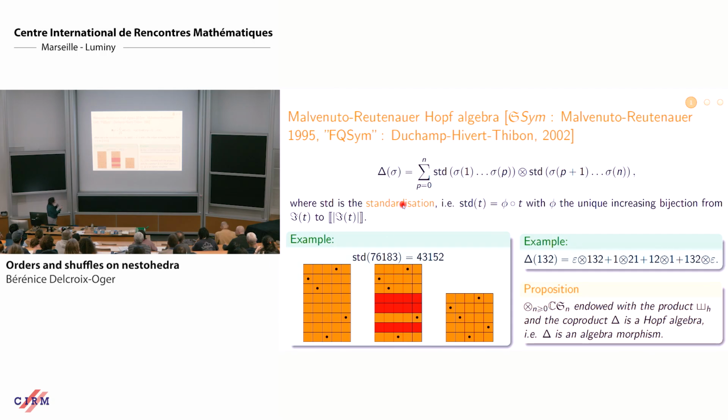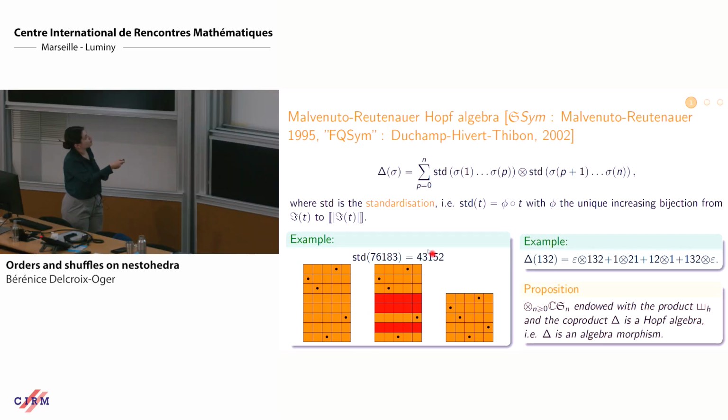So how do we define this coproduct? To define this coproduct, we have to introduce the notion of standardization. There is a mathematical definition of the standardization, but I like to use the definition in terms of tables. When you consider words with a table, here 7 gives a dot on the 7th row, 6 on the 6th row, and so on and so forth. The standardization of this word, which is not a permutation, is obtained just by deleting the rows of the table which are not used.